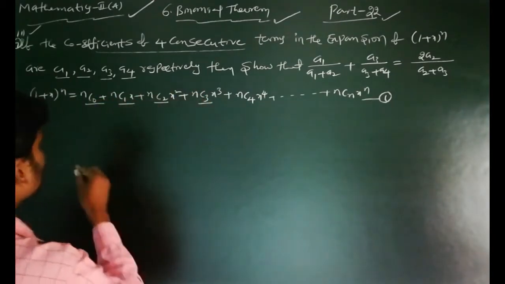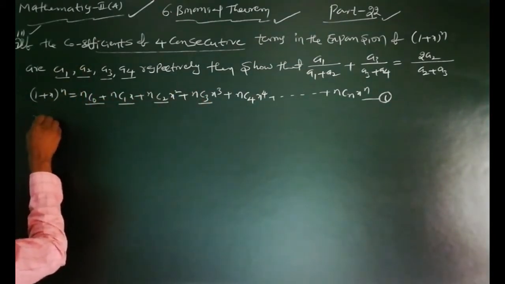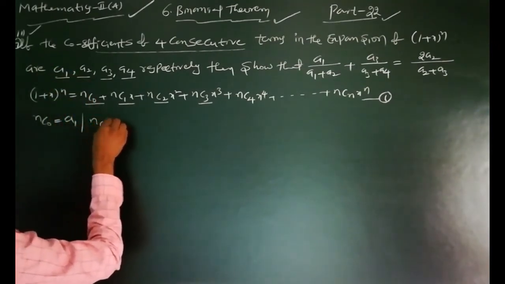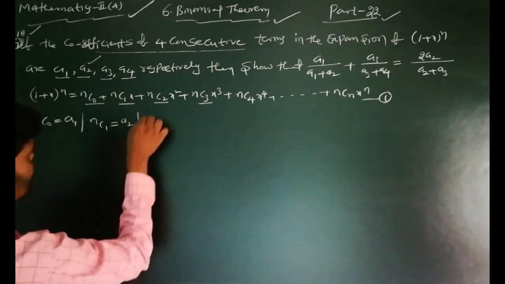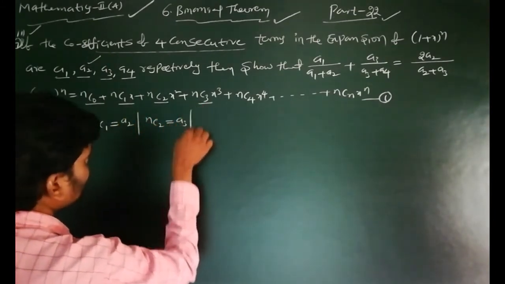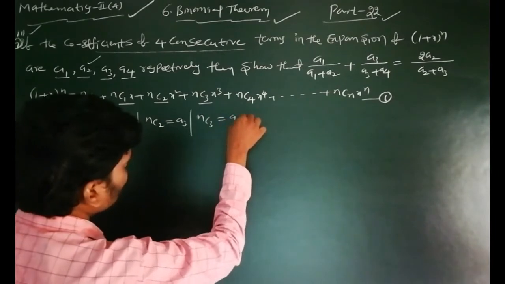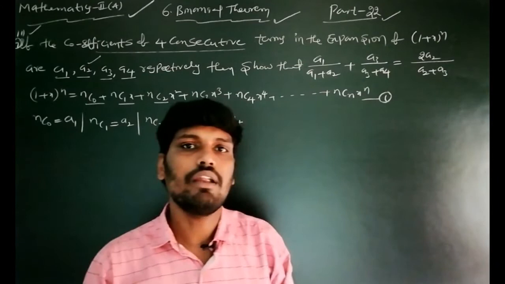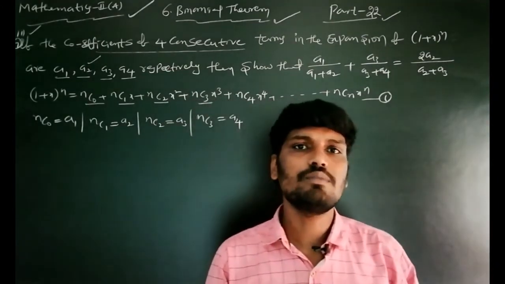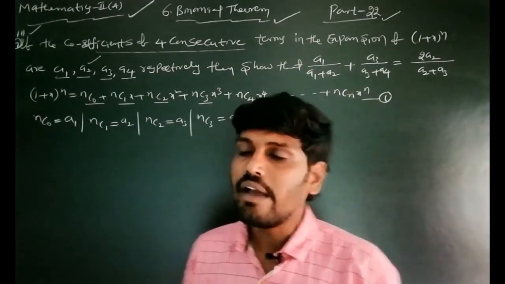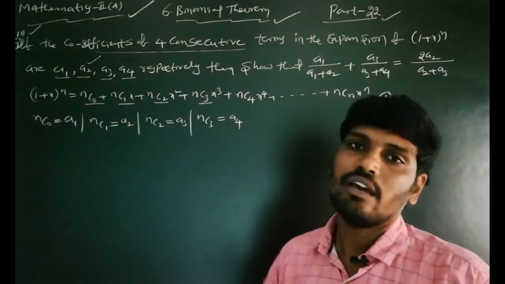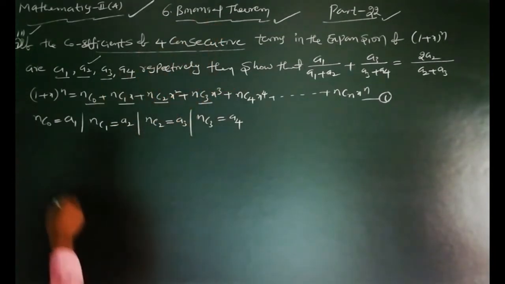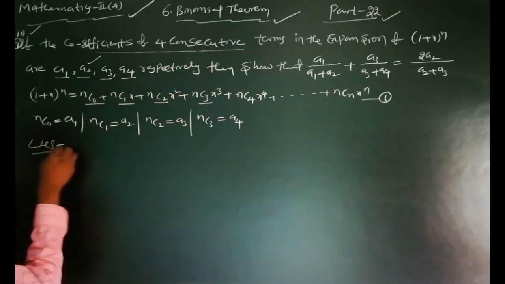That's why you can write nC0 is equal to a1, nC1 is equal to a2, nC2 is equal to a3, and nC3 is equal to a4. We take any 4 consecutive coefficients in the expansion of (1 plus x) power n, and their values are a1, a2, a3, a4 like this. After that we have to take the LHS part. What is the LHS part?